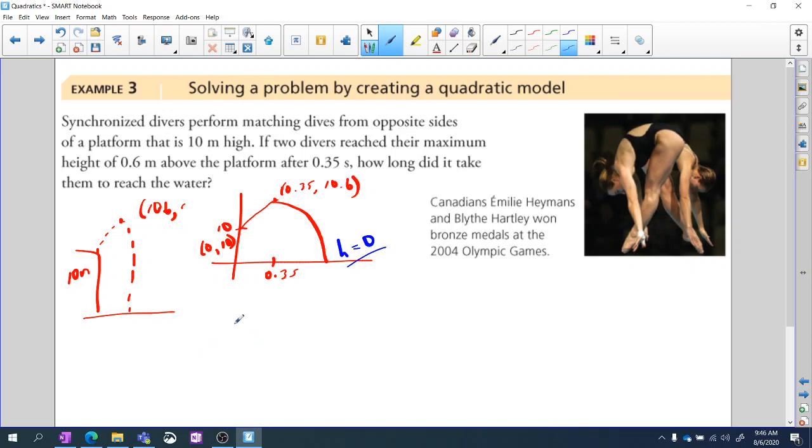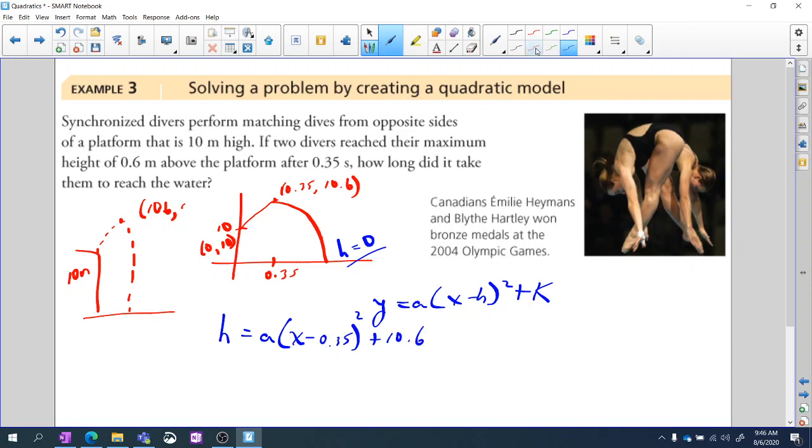So essentially I've got to figure out when the height is 0. Well, let's make a height function. So the height would equal, remember now, we do y equals a(x minus h) squared plus k. So we've done this kind of thing before where we build a quadratic to model a situation. So height equals, I don't know the stretch factor yet, a times (x minus the x coordinate of your vertex, which is 0.35) squared, and the y value is plus 10.6.